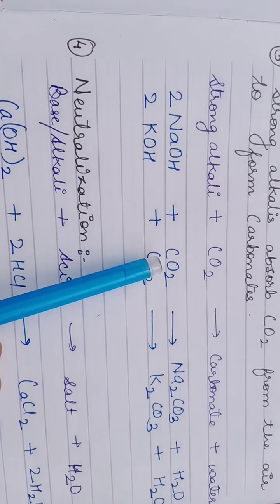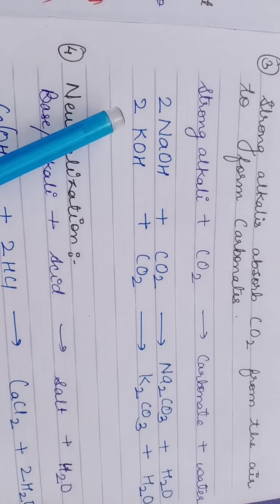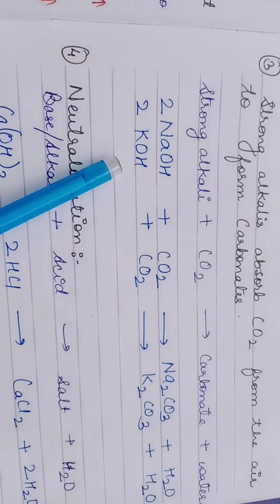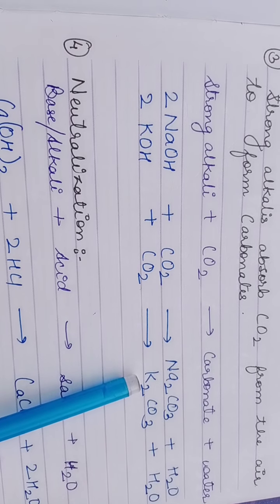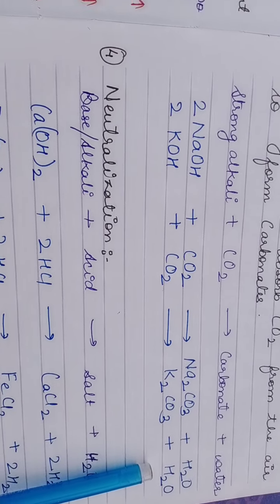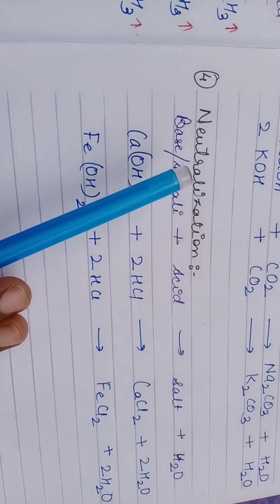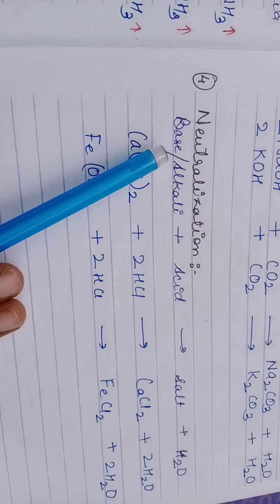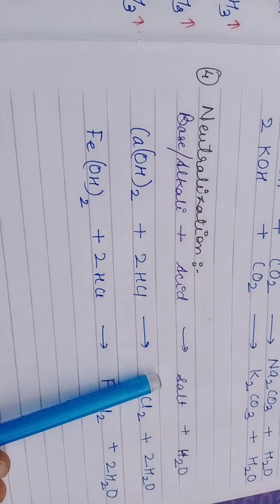So 2NaOH plus CO2 will give you Na2CO3 plus H2O, and 2KOH, that is potassium hydroxide, you treat it with CO2, it will give you K2CO3, that is potassium carbonate, plus water. Okay. The last chemical property is the neutralization part. So all the bases or alkalis, when you treat with acid, will give you salt and water.